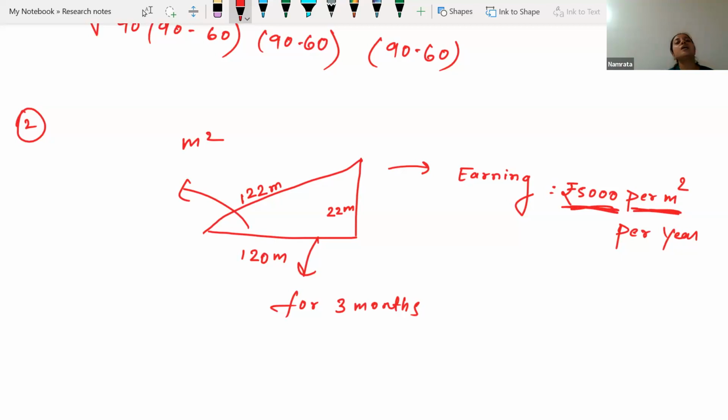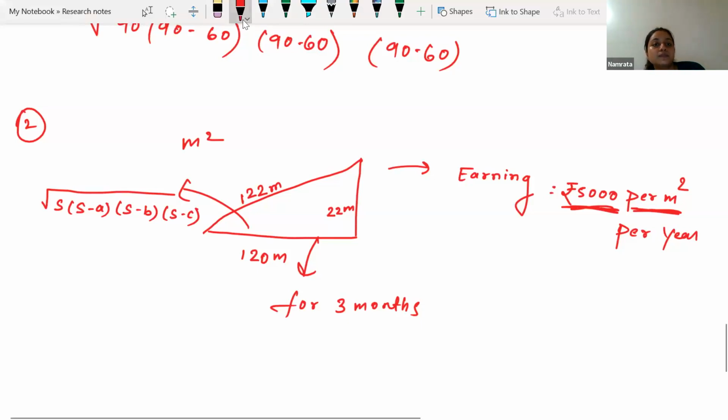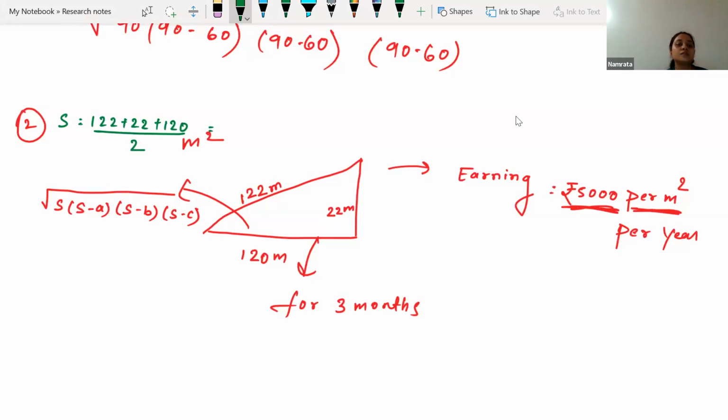The area of this triangle, again, uses Heron's formula. Heron's formula says the area is the square root of S(S minus A)(S minus B)(S minus C). What is S here? S is nothing but (A plus B plus C) by 2. So let's find S. S is (122 plus 22 plus 120) by 2, that is 264 by 2.